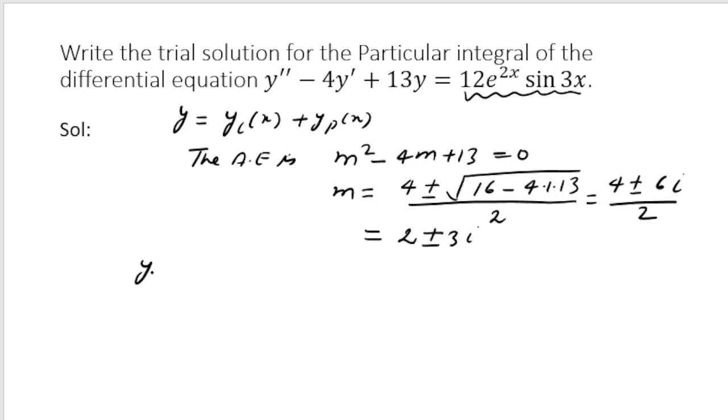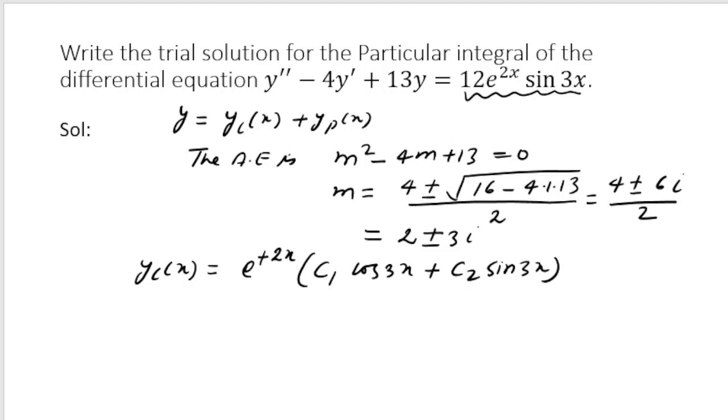So what will be y_c(x), the complementary function part? That will be e to the power alpha x, that is e to the power 2x, and c1 cos beta x, so beta is 3, so c1 cos 3x plus c2 sin 3x. Okay, so this I have already written. Now what will be the trial solution y_p(x)?